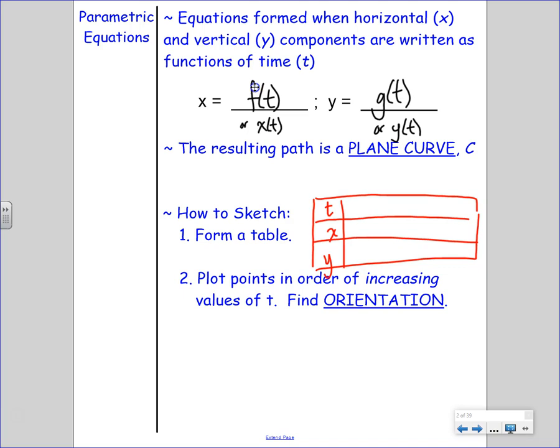It used to be that we would always graph increasing values of x, like from x is -2, -1, 0, 1, 2. But this time it has nothing to do with the x or y. We're graphing based on the t's increasing. And almost always you're going to start at t equals 0. Almost always.